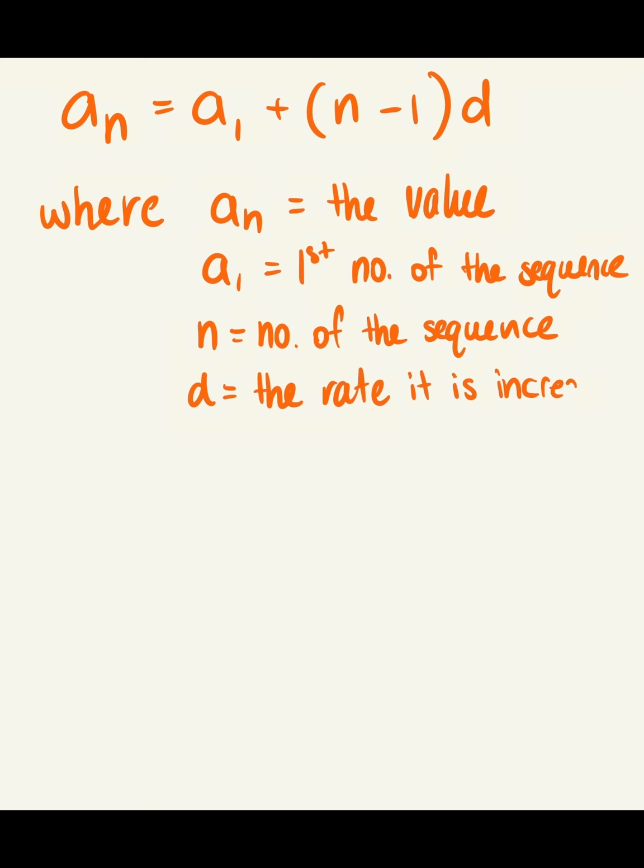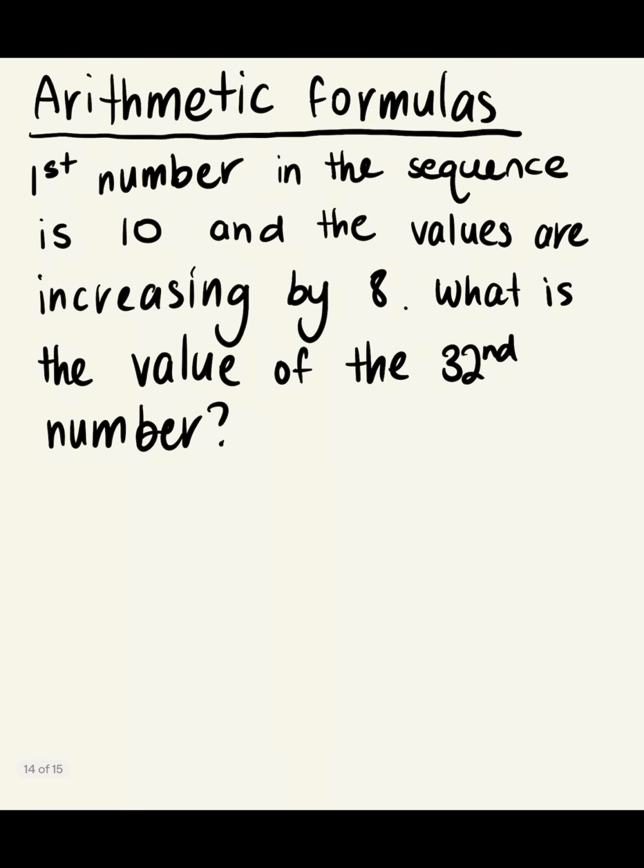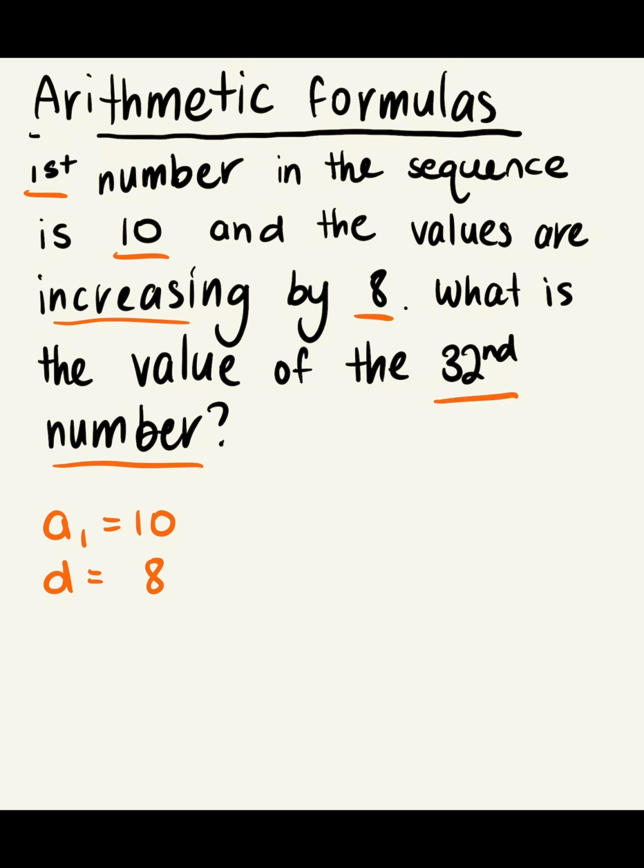Now, in our question here, what we've got to do is extract the information from all the jargon in order to solve. So first thing, it says that the first number of the sequence is 10. So that simply lets us know that A1 is going to equal 10. So nice and simple to start off with. The next thing it tells us is that the values are increasing by 8. When we say increasing, that's going to be positive. So it's increasing by a value of 8. So d is going to equal 8. And it wants us to calculate the 32nd number. So n is going to represent 32. An, of course, is what we're trying to solve.